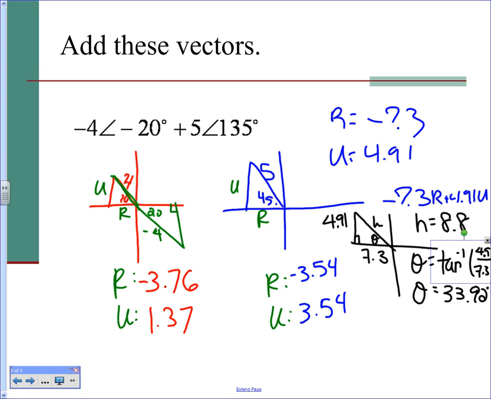Do you get 33.92? You have to use parentheses when you put it in the calculator. Yours is different. So, how do I get to this angle? 180 minus that angle gives you that vector. So 8.8 at 146.08. I still got the answer. I just did the long way. Yeah, that's fine.